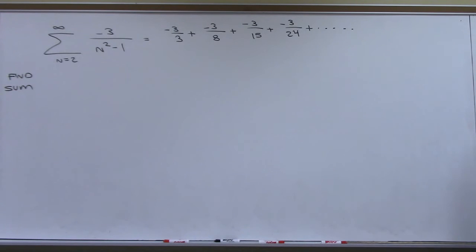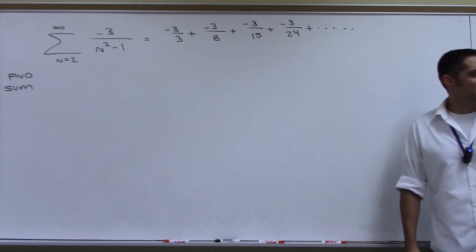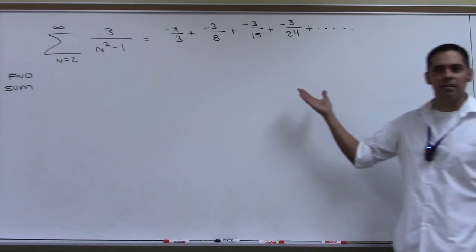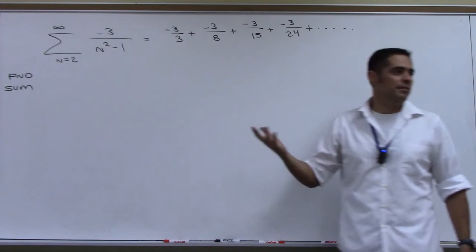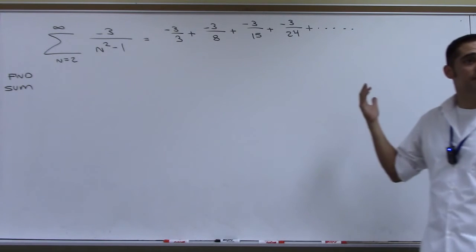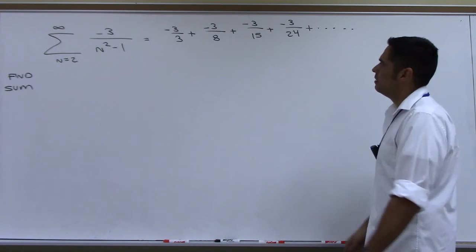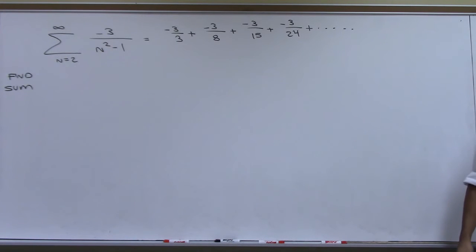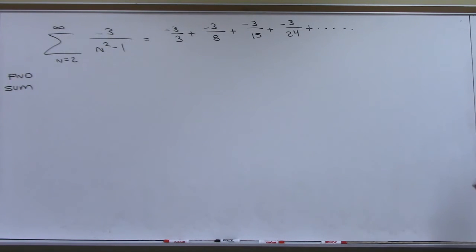Can anybody tell me why you should be concerned? Nothing's canceling, right? At the minimum, we would need at least some of these to be positive, wouldn't we? They're all negative. So your instinct here would be, well, maybe it's not telescopic. I mean, how could it possibly be telescopic?